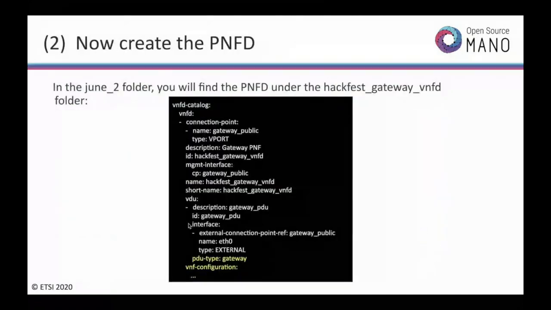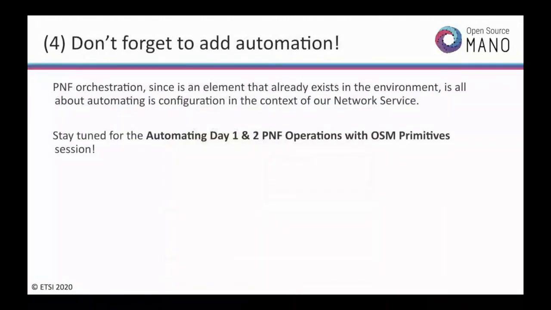Okay, and finally we launch it. But before we launch the network service with the PNF, we need to add the automation part, which is the important thing. I mean, PNF orchestration, since you are not launching anything, you are connecting to something that exists already in the environment. It's all about automating, it's all about operating that physical network function, but in the context of our network service. So all 40 or 50 of you will be hitting the same box, but you're adding different configurations to it. So that's the interesting thing. Everyone configures that PNF of our network service. We will get familiar with the charms that we will run against this PNF, and then we will launch the network service.